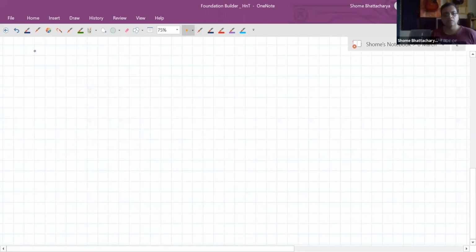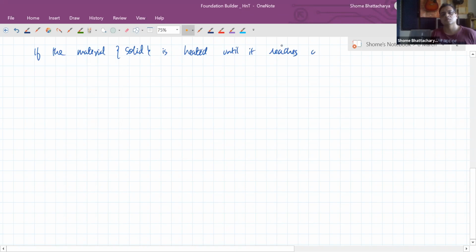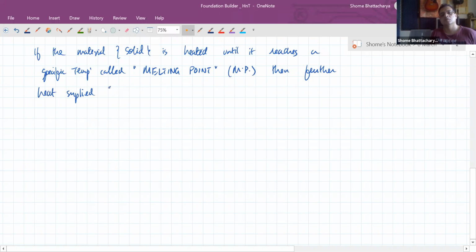Now, we'll also see the next thing, that if the material, for example the solid, is heated until it reaches a specific temperature called melting point, then further heat supplied at the temperature equal to melting point results in state change from solid to liquid.